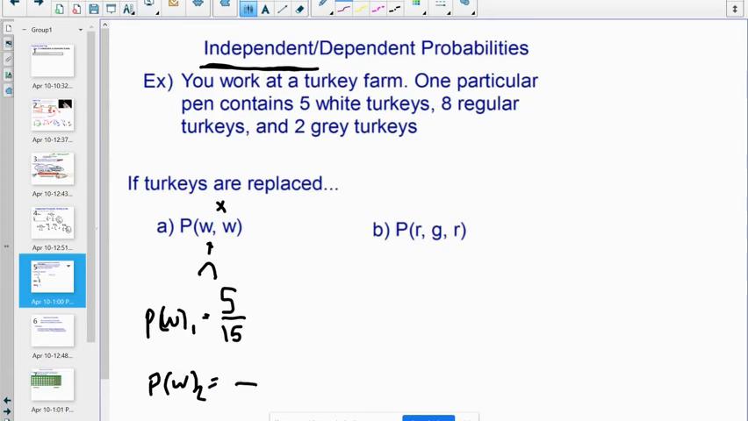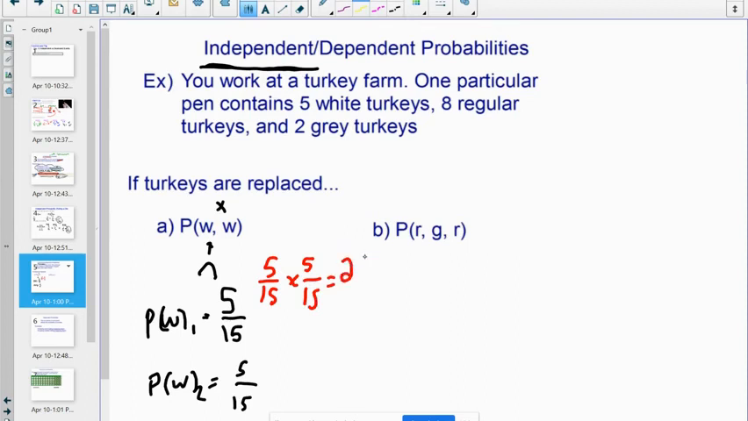And then a probability of white turkey, our second, since it said with replacement, that means once you picked out that first white turkey, you were going to put it back. So that means since you're putting it back, there's still 15 turkeys, and there's still 5 white turkeys, so it's still 5. So then, finally, remember that last step when you're solving probability of independent events, you're just going to multiply. So you have 5/15 times 5/15.